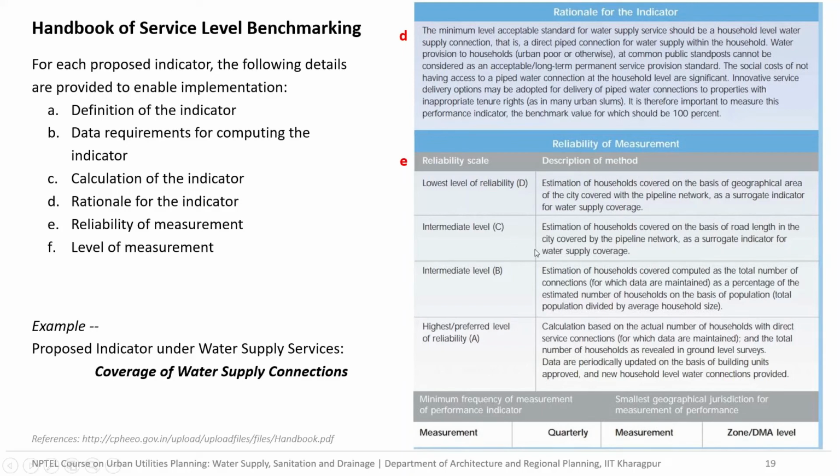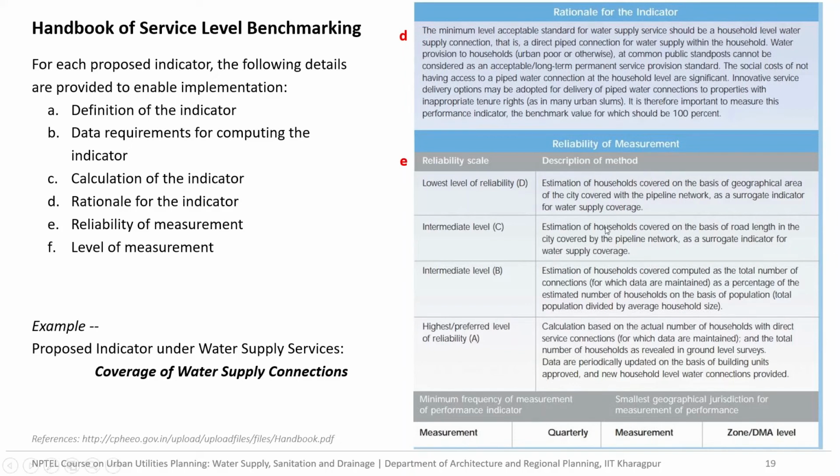The one level down of reliability of measurement would be when we don't have the number of houses that have water supply connections as well as the number of houses that are there. So we estimate the number of households covered on the basis of road length. Say you've calculated 100 meters of road length, so many houses are taken to be a proxy. In a very dense area, say in 10 meters you have two houses, or in 20 meters you have two houses. So you take that as a surrogate indicator for the number of households, and therefore for the indicator as well.